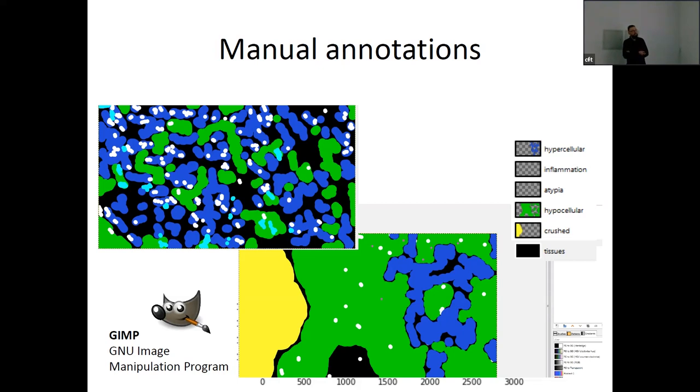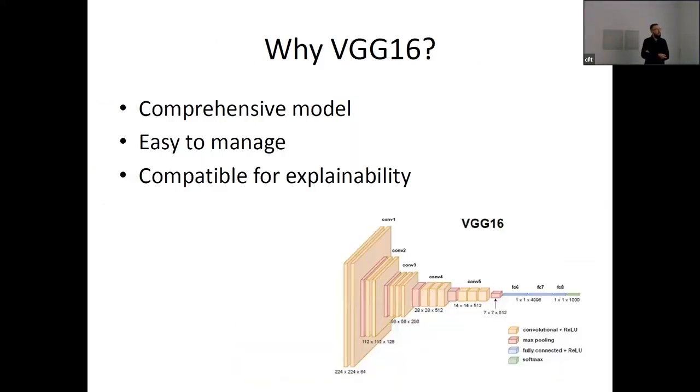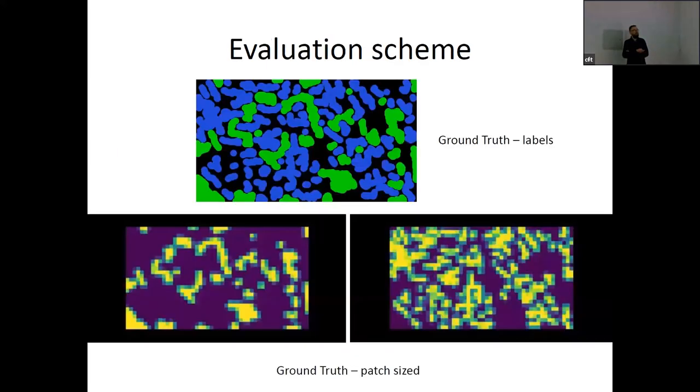The green one is hypocellular, the blue one is hypercellular parts. And as you can see, they are intertwined. There are a lot of places where they are really touching, and it's quite difficult to segment them in the images. We use a quite old model, the VGG16, but it's easy to manage, and it's a comprehensible model. As you can see, we have some convolutional layers, and we have those filters, right? So we have a few filters here that we can use for explainability. So we wanted to use that as an advantage.